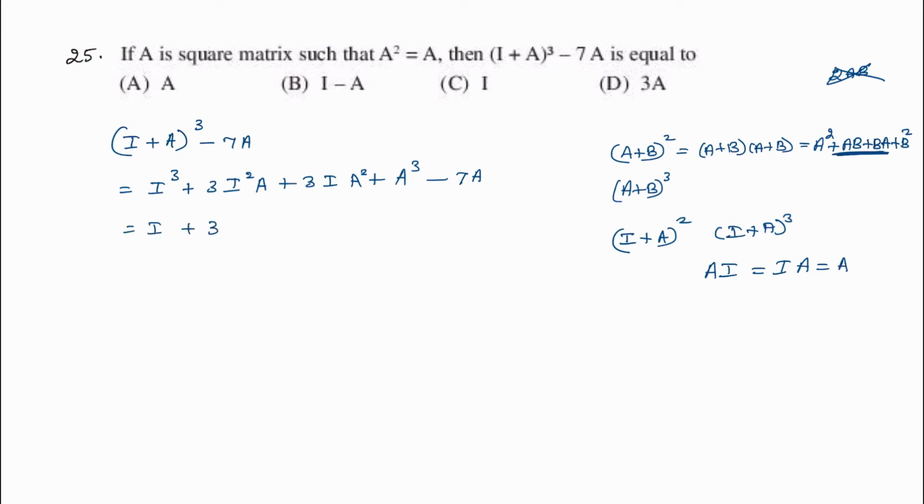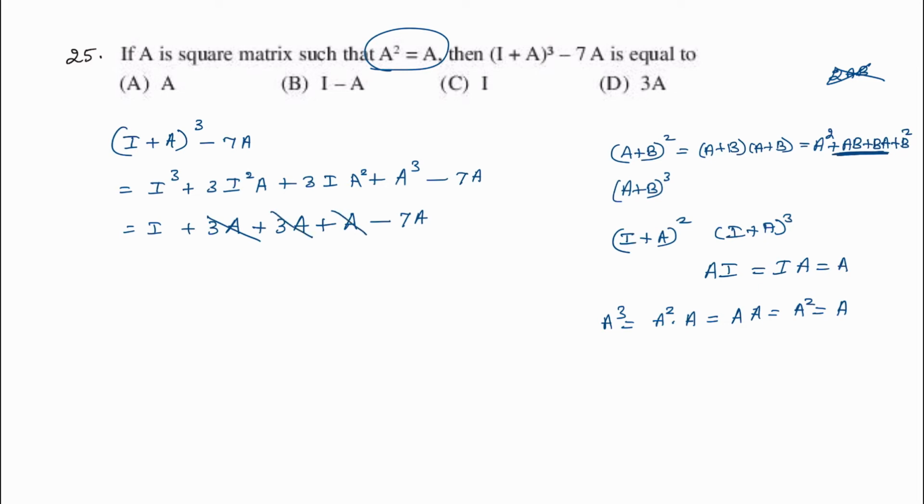3 times I square is I times A is A. 3 times I into A square is A square, but A square is given as A in the question. Plus, now A cube can be written as A square times A or A times A square. Both will give you the same answer. And A square is A. Again we get A square, which is A. Therefore, A cube becomes A minus 7A.